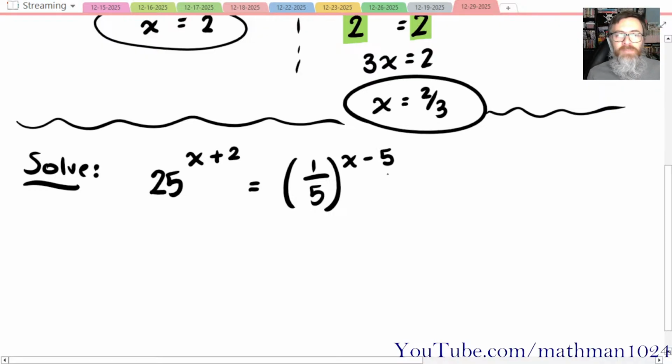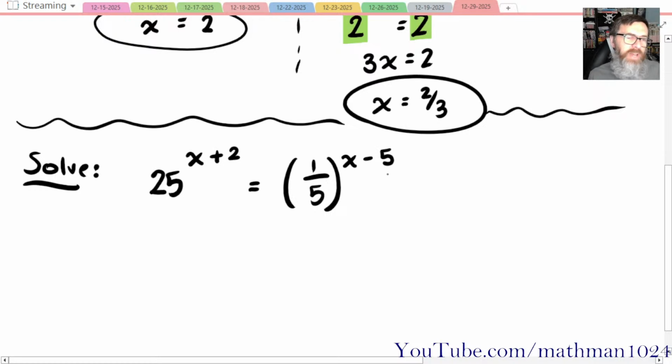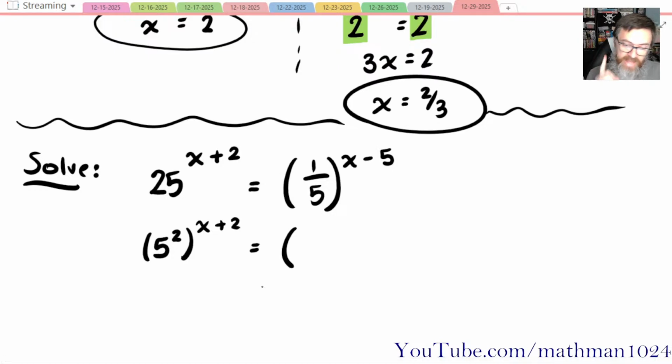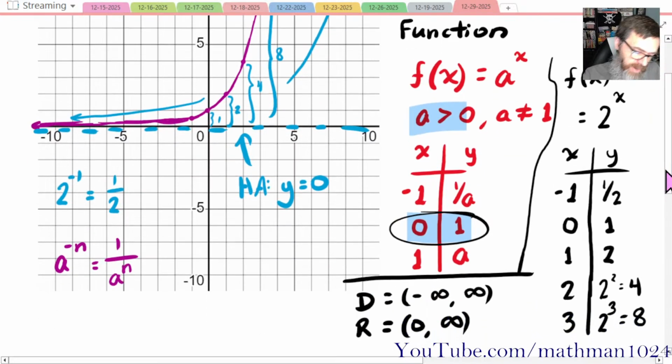All right. So when I look at the bases for each side of the equation, I've got 25 and I've got 1/5. And you might say, how in the world can I reconcile this? Well, think about what 25 is. 25 is 5 squared, so let's rewrite it like that. So it's 5 to the second power, then raised to the x plus 2. Now, can I raise 5 to a power to get 1/5? The answer is yes. And we saw that way back over here, right?